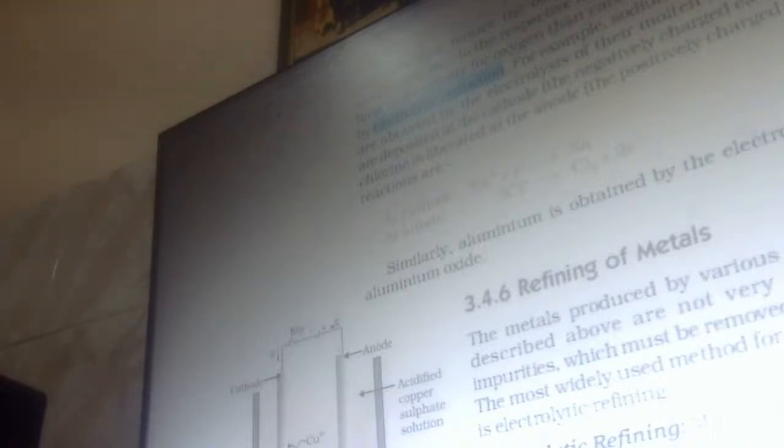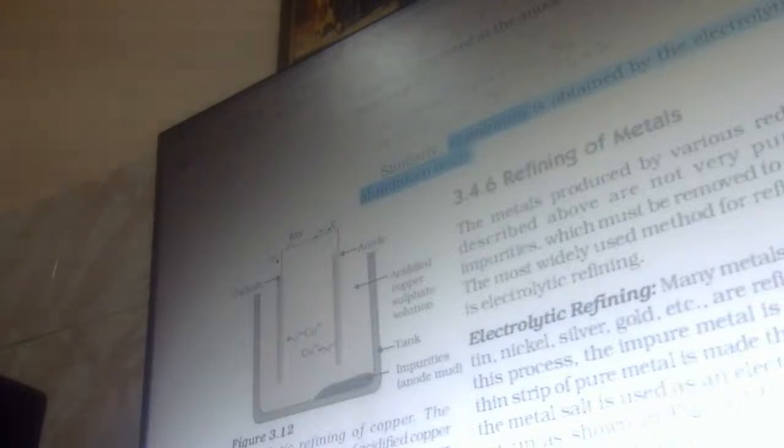Aluminium is obtained by electrolytic reduction of aluminium oxide. Sodium, magnesium, calcium are obtained from their chlorides. Now, the last topic of metallurgy is refining of metals.